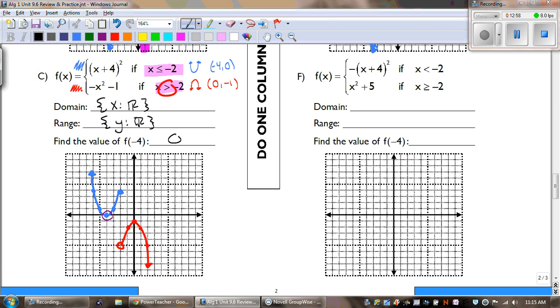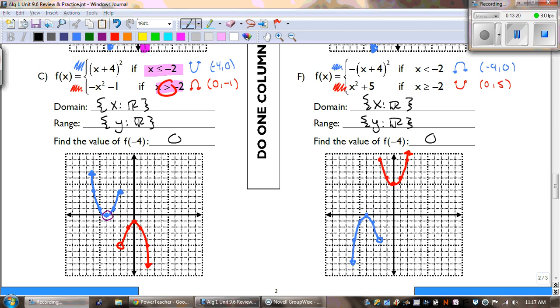All right, F. F, you're all on your own. I'm not going to do anything. You guys are going to do all the work. Okay? Go ahead and pause the video, and good luck. Okay, and there you go. We get all real numbers for the domain and the range. And at f of negative 4, we get 0.